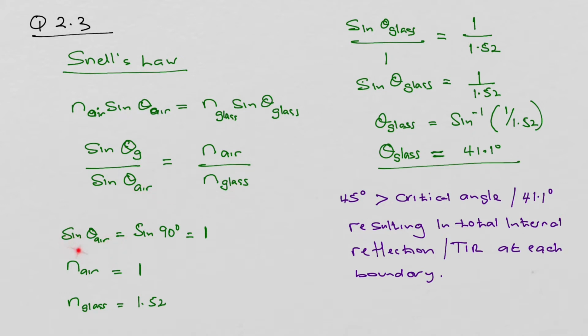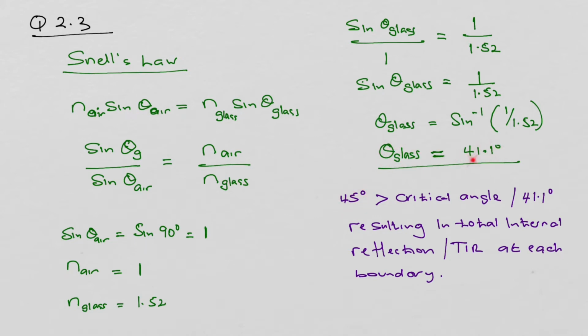So we have the sine of the angle of air, which is sine 90 degrees, which is 1. The refractive index of air is 1. The refractive index of glass is 1.52, that's given in the question. Making the sine of the angle of the glass the subject and substituting these values in, we get that. Then theta equals sine to the power minus 1 of 1/1.52, and the angle of the glass, theta, is 42.1 degrees.